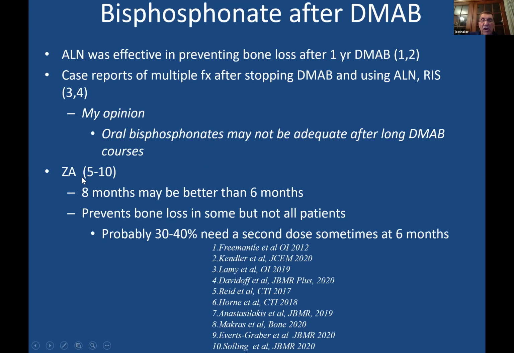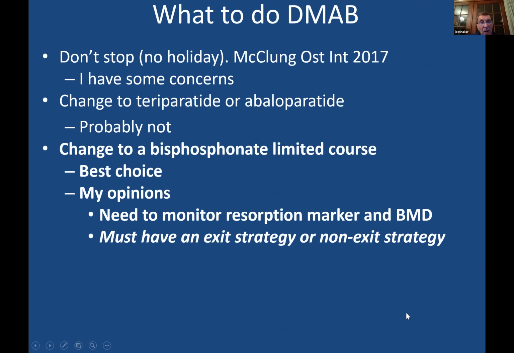With IV zoledronic acid, there's mixed data. Some people think if you wait till 8 months rather than 6 months after the last denosumab, it's better because you've allowed the remodeling space to open up and you can get the zoledronic acid in. But there are several studies, and basically it prevents bone loss in some but not all patients. And many of the patients needed a second dose, often about 6 months after the first dose, to keep from having excess bone resorption. So that's probably what we're going to do.